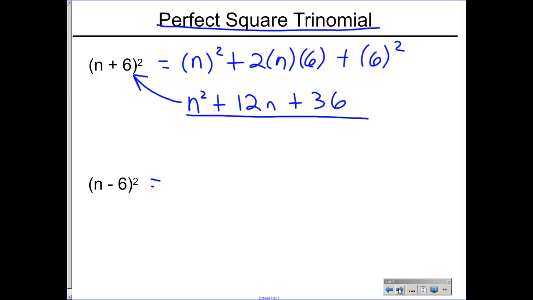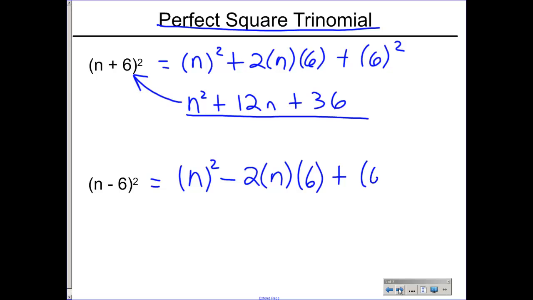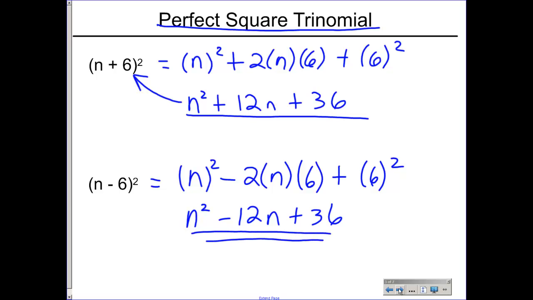We have another pattern down here where we have a minus in between instead of a plus, and that fits a very similar pattern. So we have n to the second power minus 2 times n times 6 plus 6 to the second power. So when we simplify that, we get n squared minus 12n plus 36. And this also is a perfect square trinomial.